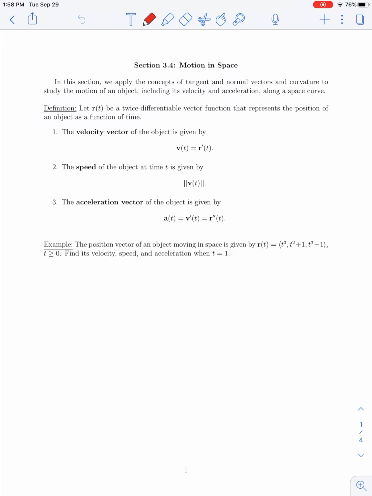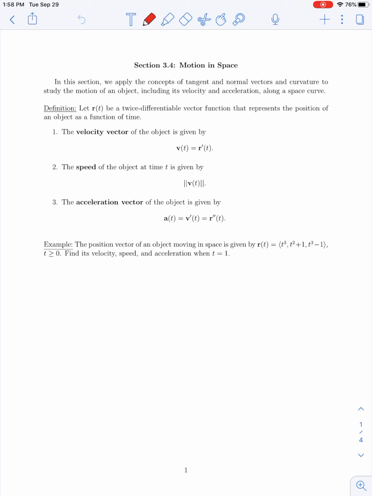Okay, in this lecture we're going to cover our section 3.4 material on motion in space. And in this section we're going to be applying some of the concepts that we've been considering in our earlier chapter 3 material related to vector functions or space curves to study the motion of an object through space.